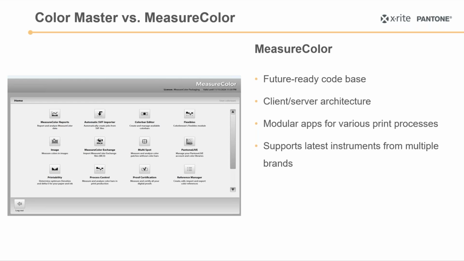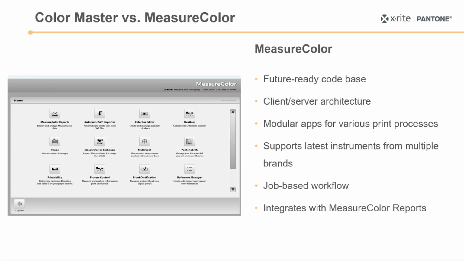A nice benefit of MeasureColor is that it supports the latest instrument from multiple brands. You can continue using the instrument you have, or you can upgrade to something new with improved technology and more capability. It's also on a job-based workflow. Now, this is in contrast to the standards-based workflow I mentioned a moment ago in Color Master. In a job-based workflow, everything is tied together, all your measurements are kept as one, and you can see how this job did today versus how the job you did a month ago, or now, and then in the future, the job you do up ahead. Very easy to compare and report your color measurement data.